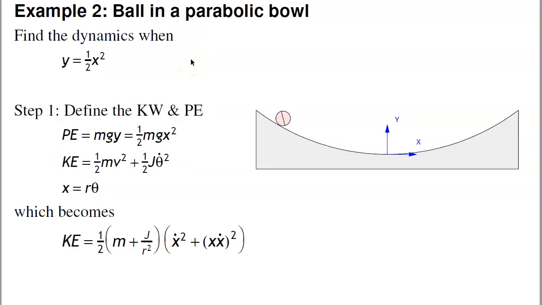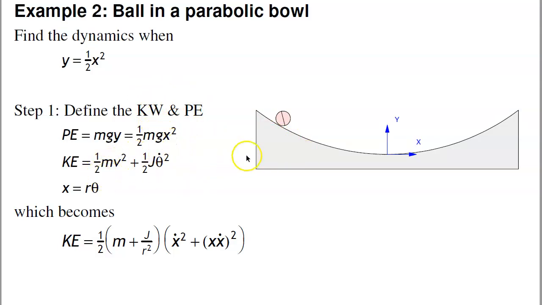Now let's take a second example. Let's look at the dynamics of a ball rolling in a parabolic bowl. To find that, I first define the kinetic energy and potential energy. Potential energy is just mgy. Y is 1/2 x squared, and I'm going to put everything in terms of x.